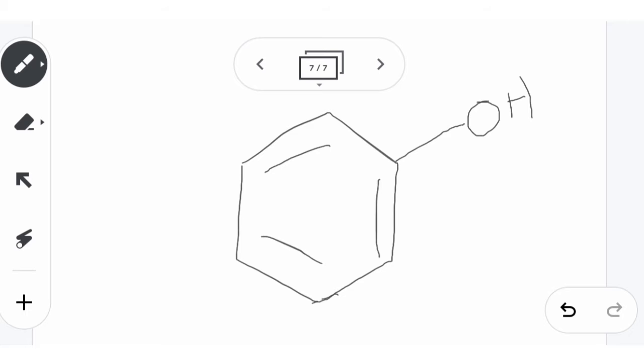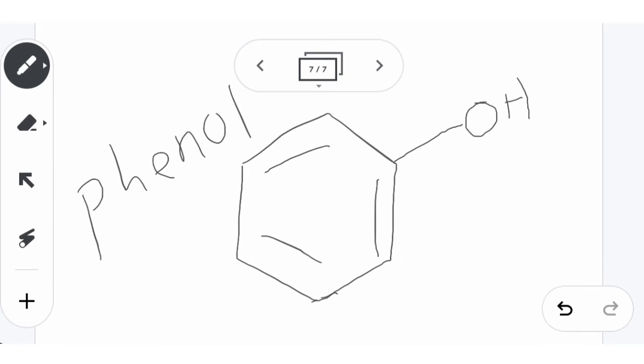So when you have something looking like this, it is not an alcohol. This is called phenol. Phenols are not alcohols. Phenols have unique properties and are not classified as alcohols. So for you to have an alcohol, you only need to have an alkyl group and the OH group. That's all. That's what you need for you to have an alcohol.